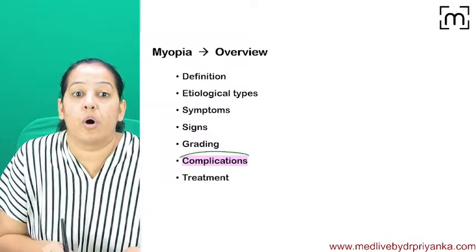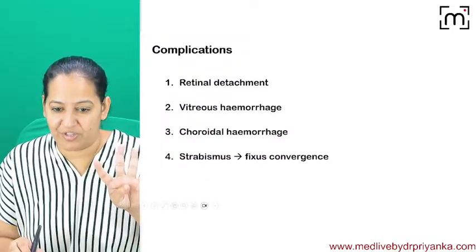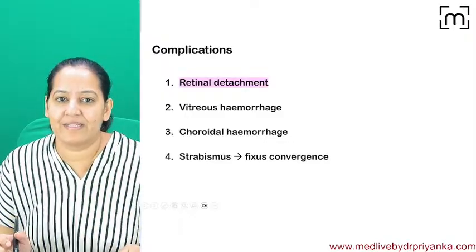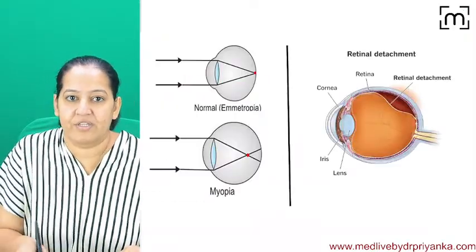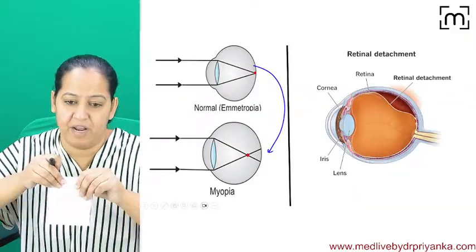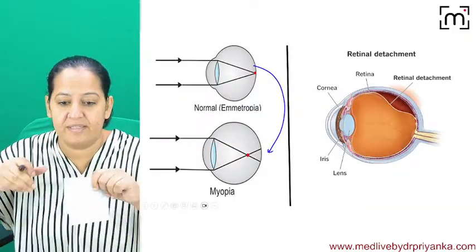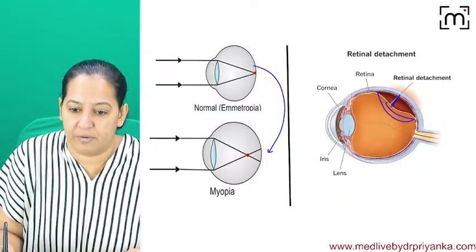So last is complications. How many complications? There are 4 complications. You can understand the eyeball size is increased now. So one by one. The first is retinal detachment. Eyeball size is increased, so the retina will get detached. The same paper I'm stretching, increasing the size, it will tear. So the retina gets detached. You can see the retina getting detached from this point.